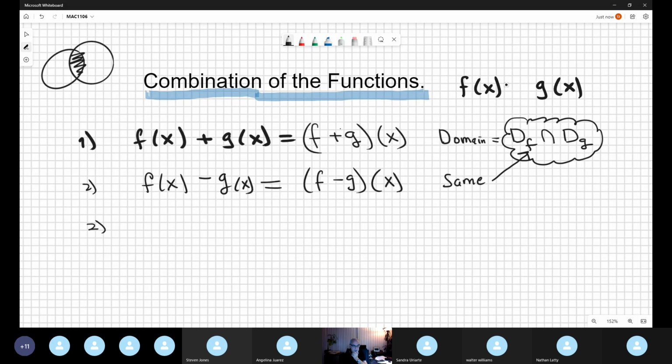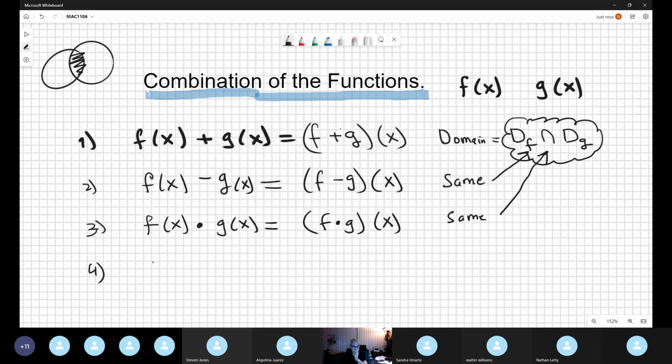Multiplication, okay. f of x times g of x is (f times g) of x. And the domain, again, is the same. It's obvious, right? But the division, no. Division is f of x divided by g of x, and the notation is (f divided by g) of x.